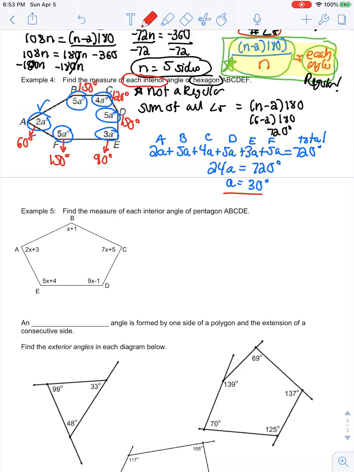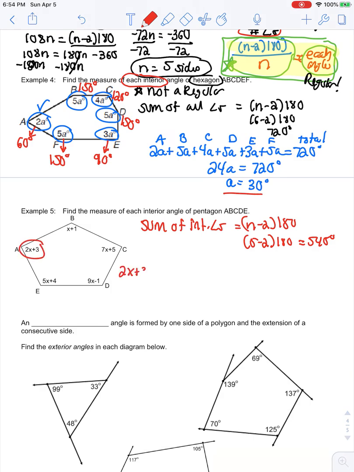Here's a second example of the same type of process. Find the measure of each interior angle of this pentagon. First, you want to find the sum of all of those interior angles. That's just n minus 2 times 180. Since it's a pentagon with 5 sides, 5 minus 2 times 180 is 540 degrees.